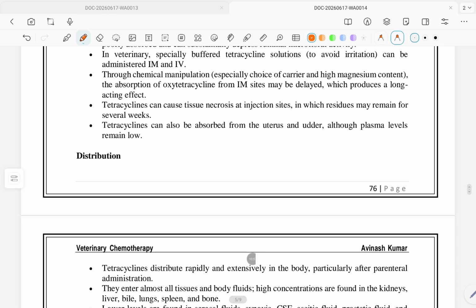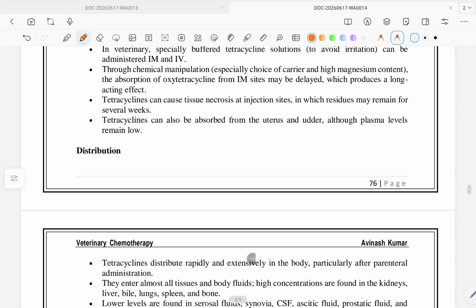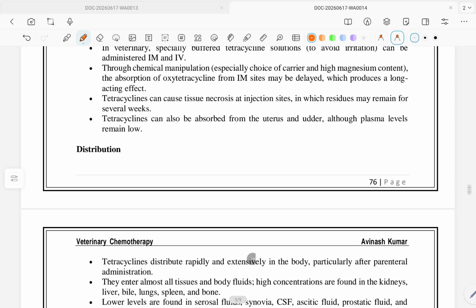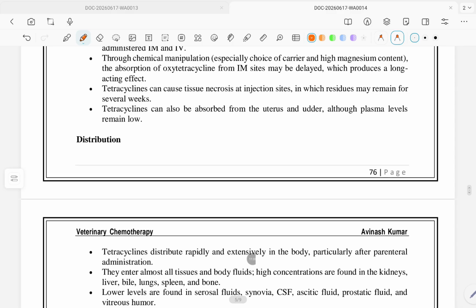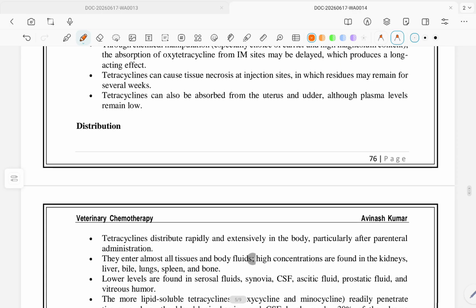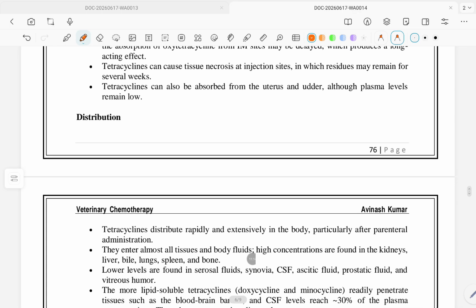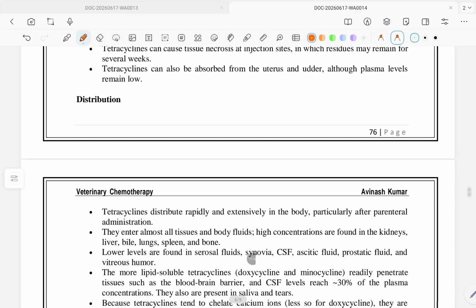The absorption of oxytetracycline from the IM site may be delayed, which produces a long-acting effect. Tetracyclines can cause tissue necrosis at the injection site, in which residue may remain for several weeks. Tetracyclines can also be absorbed from the uterus and ureter, although plasma levels remain low.